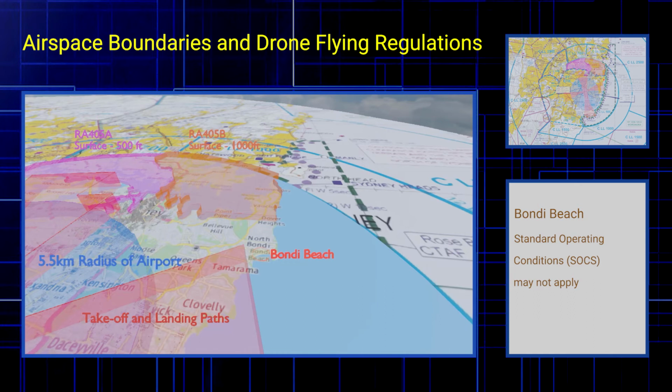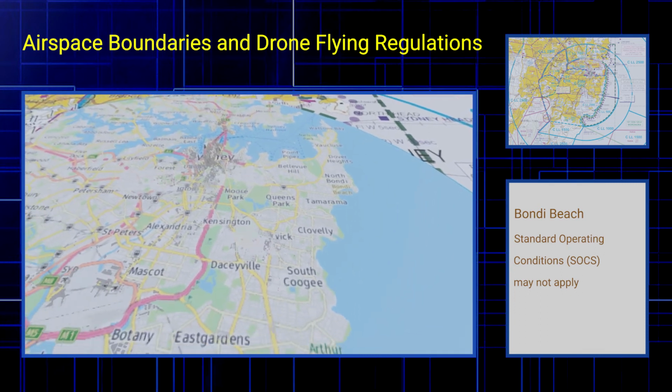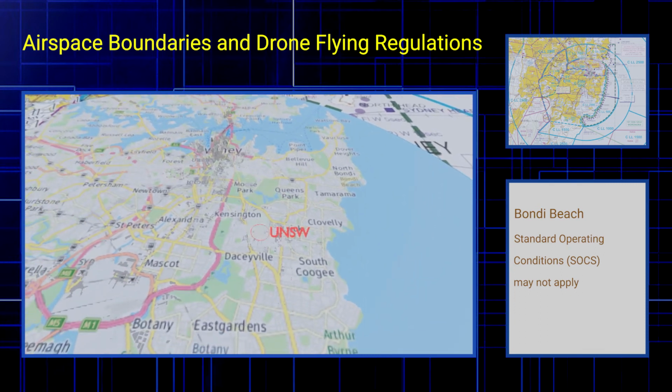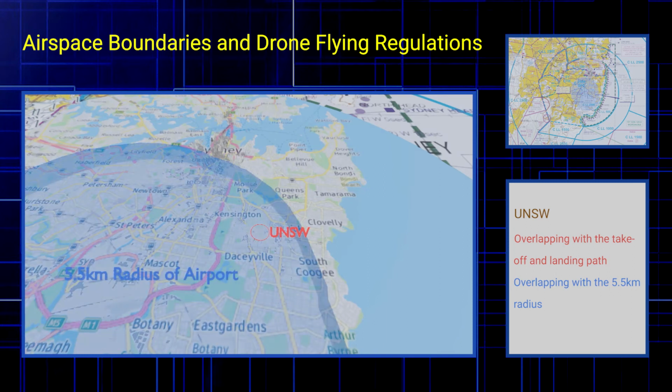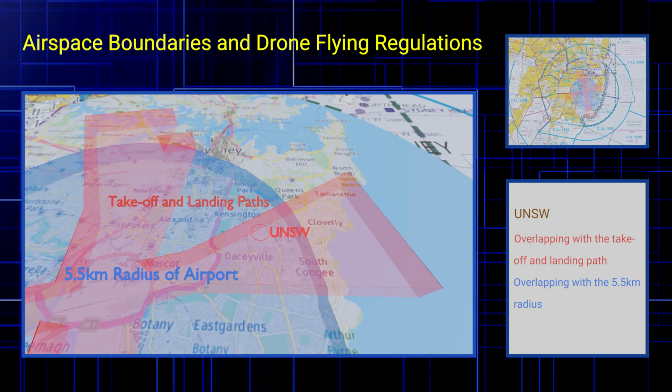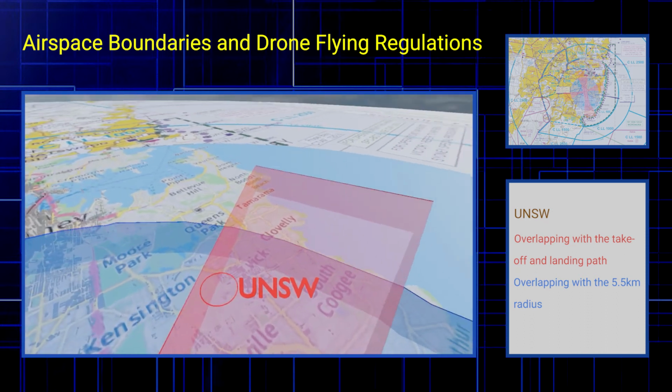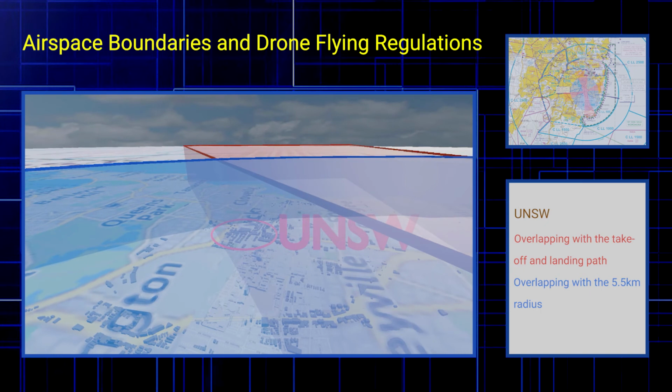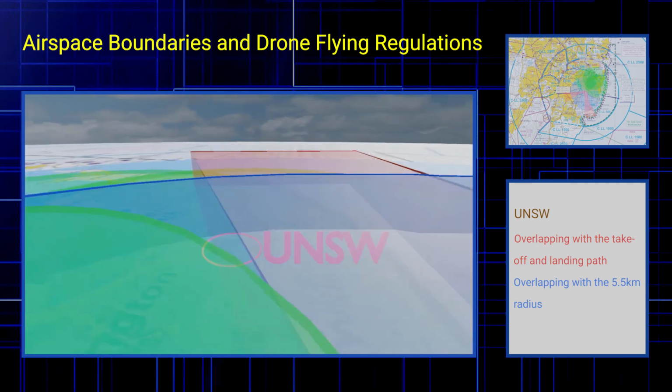How about another question? Can I fly a very small drone in the outdoor areas of UNSW Kensington campus? UNSW is located here. It is located within the 5.5 km of Sydney Airport's movement area, that is the racetrack-shaped light blue boundary. The takeoff and landing path, shown by the red cross, lies above the majority of UNSW campus. That is, UNSW Kensington campus is located below the takeoff and landing path as well as the 5.5 km of Sydney Airport's movement area.